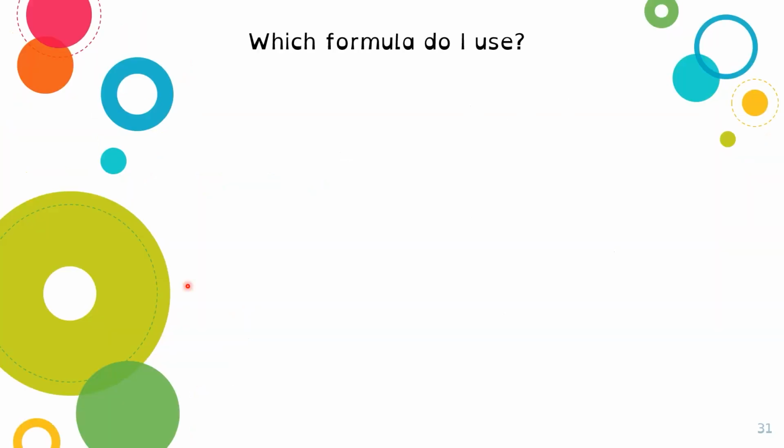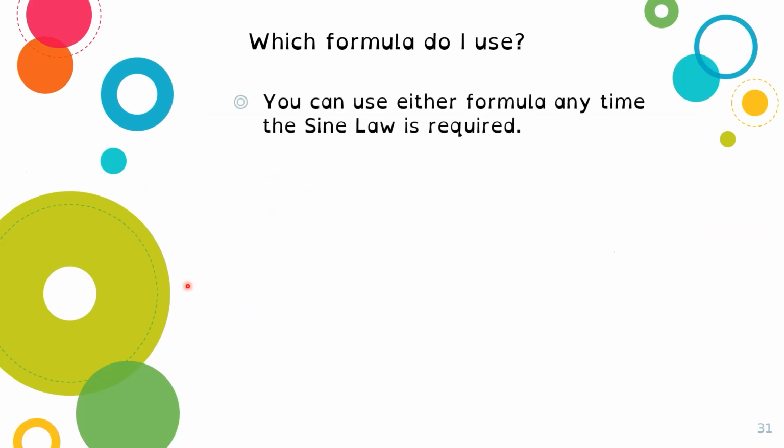So then you're going to ask me, okay, great, you give me two versions of the same formula. How do I know which one to use and when it's going to be useful? How is it going to make my life easier as opposed to you've just made my life more complicated? Always, you can use either formula anytime the sine law is required. Anytime it makes sense to use a sine law, you can use either one. The only reason that we have two is that one is easier to use than the other in certain situations, but you can always use either one.